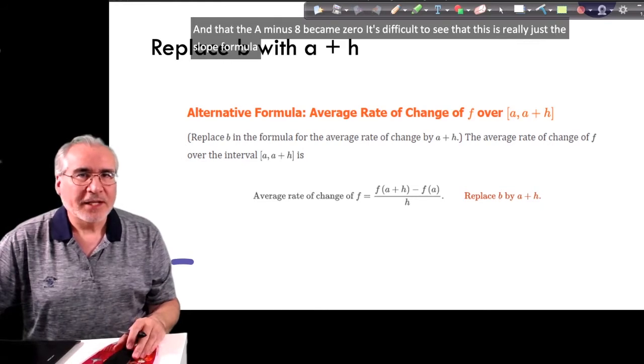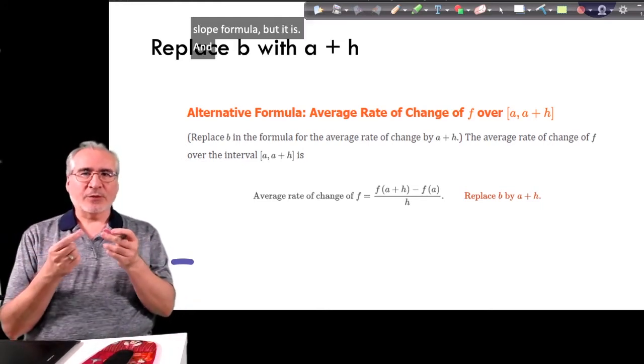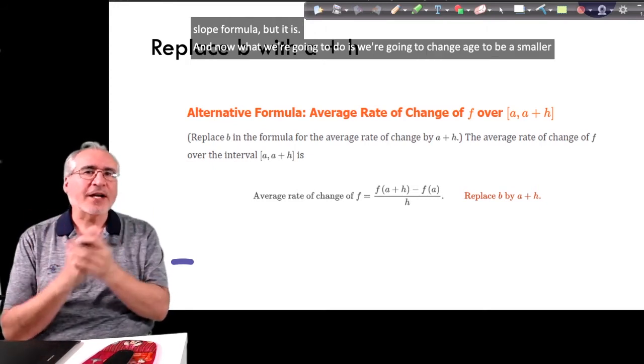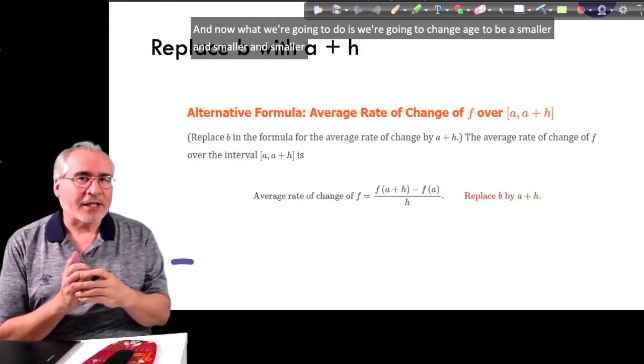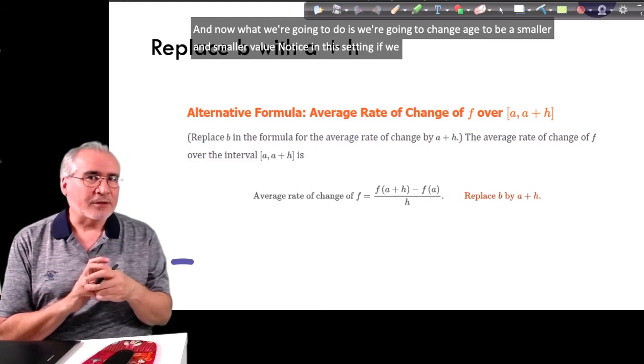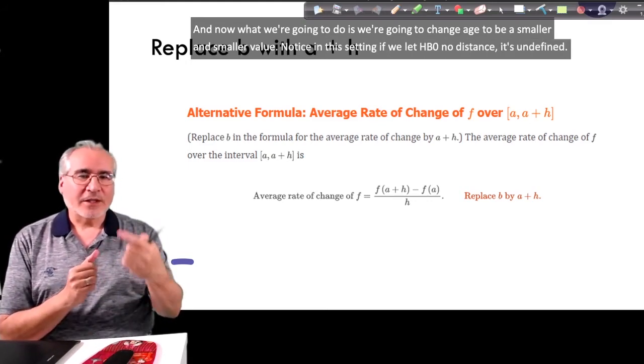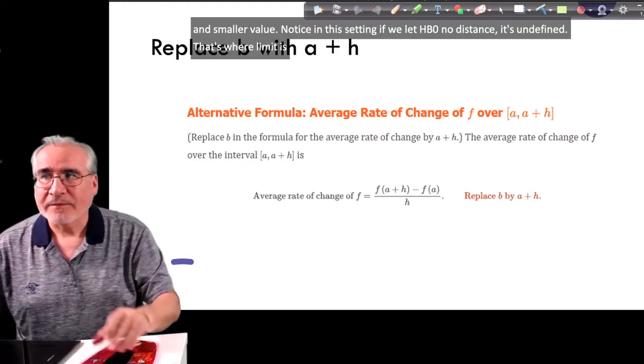And now what we're going to do is change h to be a smaller and smaller and smaller value. Notice in this setting, if we let h be 0, no distance, it's undefined. That's where limit is going to come in. Okay.